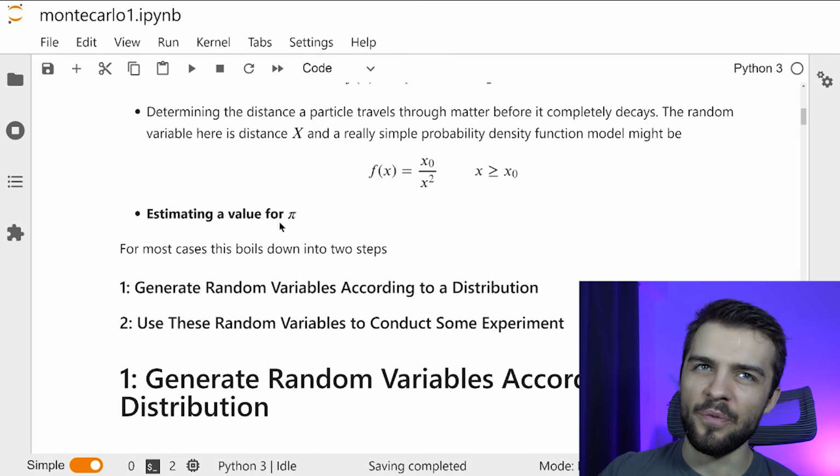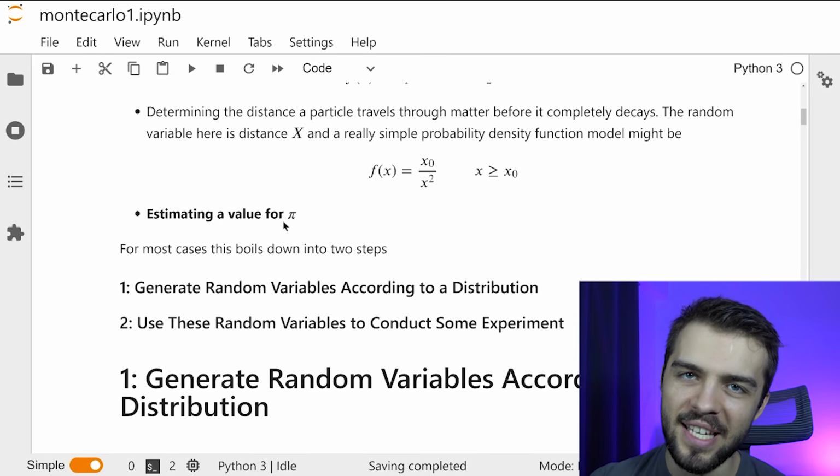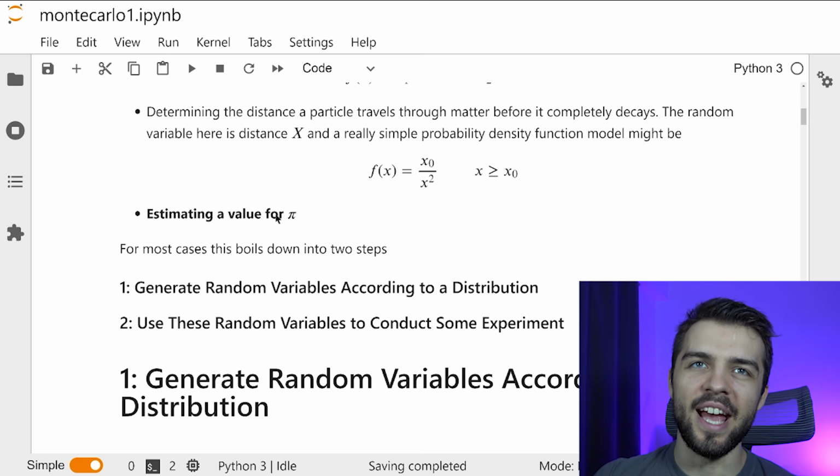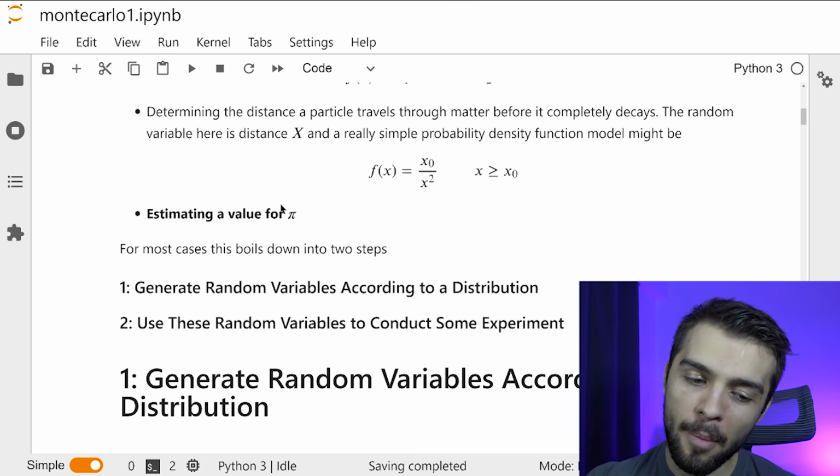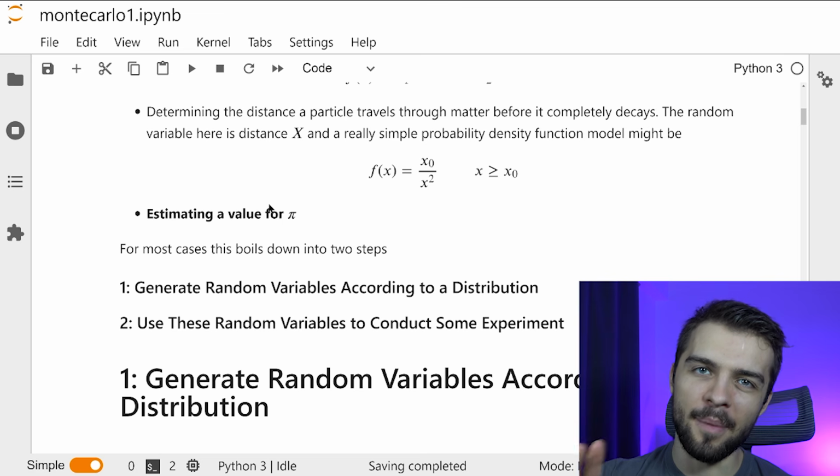And then, of course, a really famous Monte Carlo simulation that's really easy to do in Python is you can actually estimate a value for pi. I probably won't do this in this video, but there may be an upcoming video, a short one, where I show how to compute pi really easily in Python.